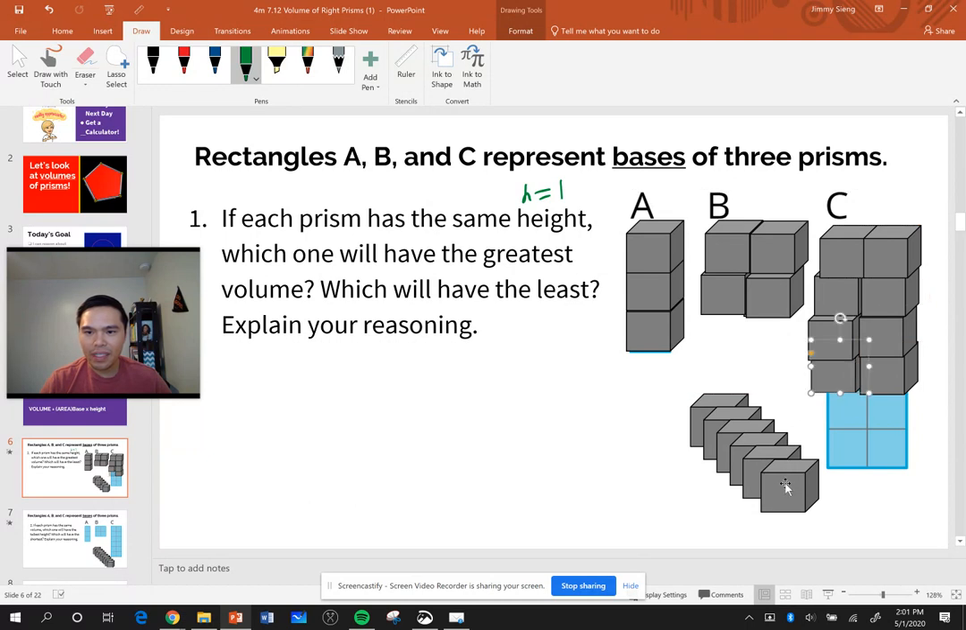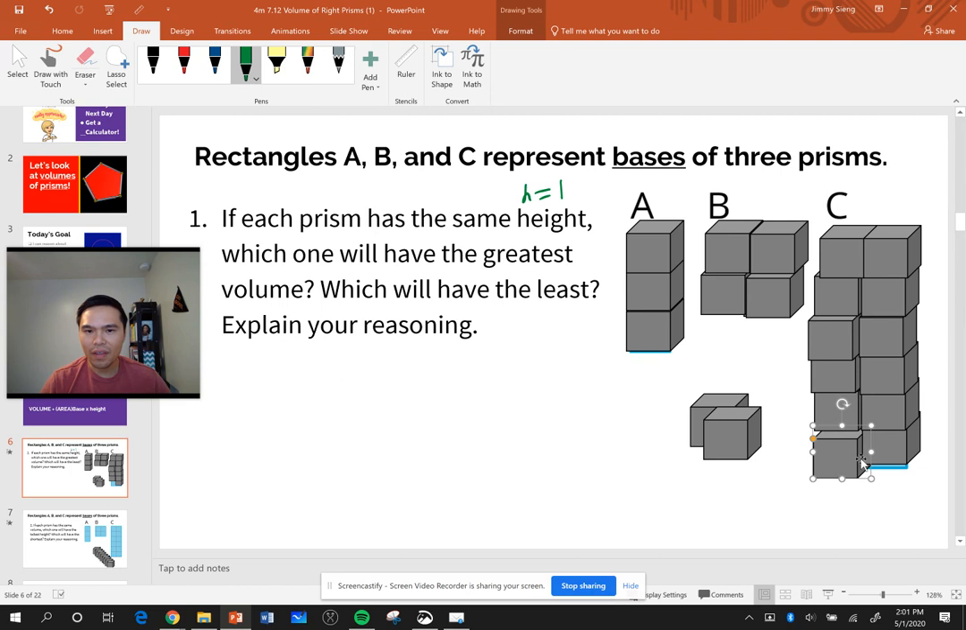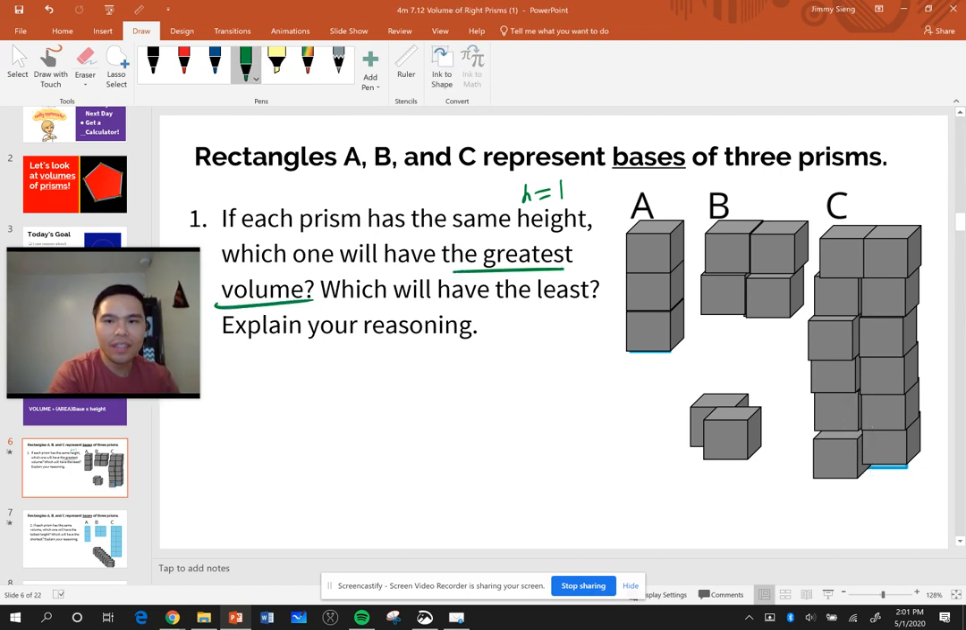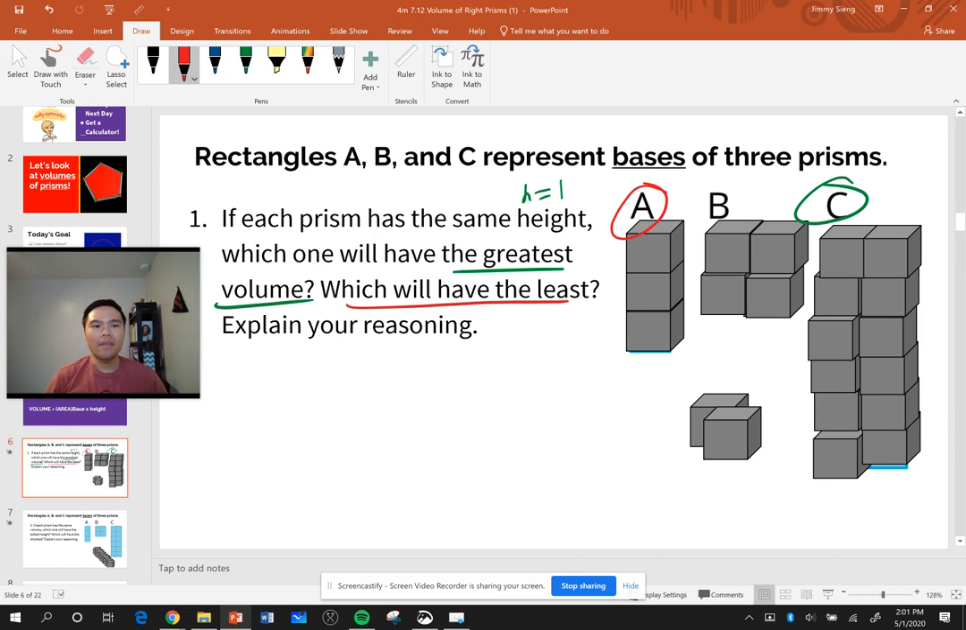And we can already see that it looks like C is going to have the most volume. So the greatest volume, that's going to be C. And then the least volume, it looks like it's going to be A, right? Again, volume means how much space is filled up in the 3D shape. And it looks like C has the most, maybe because it was the longest. And then A would have the least, because it looks like 3 squares, whereas B has 4 of them.